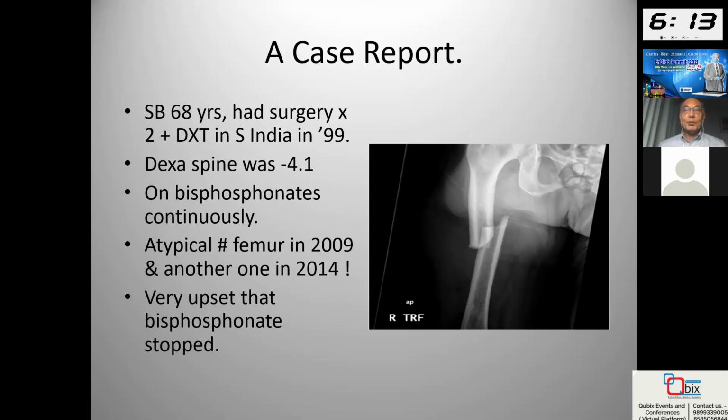And that was my first and last consultation for this lady, because she got very upset when I told her that you have to stop the bisphosphonate. However, this is a problem with bisphosphonate, because if you stop the resorption, what is happening is that you are having old bone around, which is not very strong.